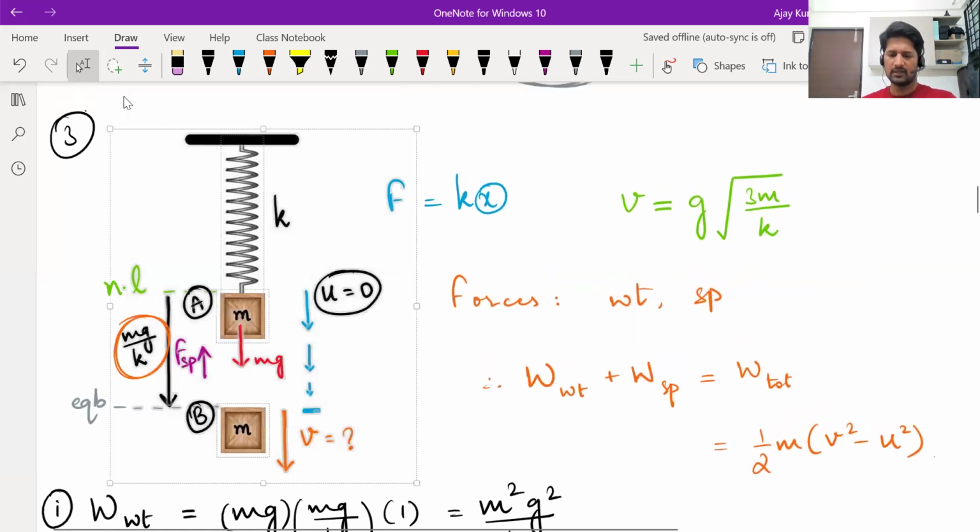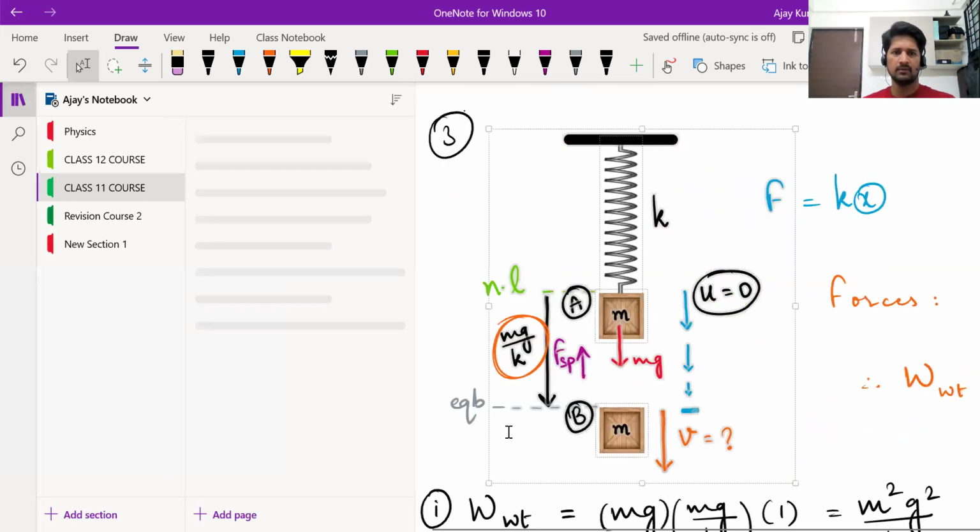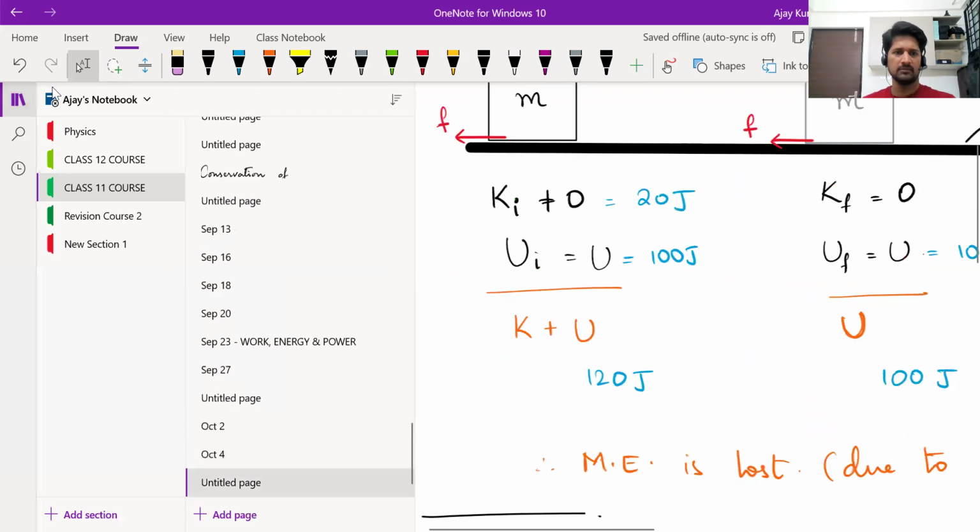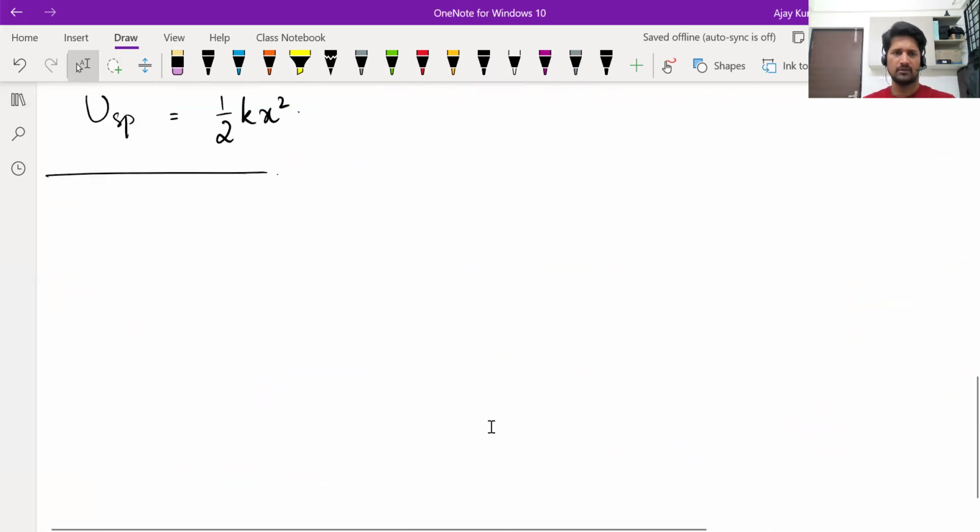Let us solve it in a slightly different manner now. Which method to use in exams? You will have to decide whichever you are comfortable with.